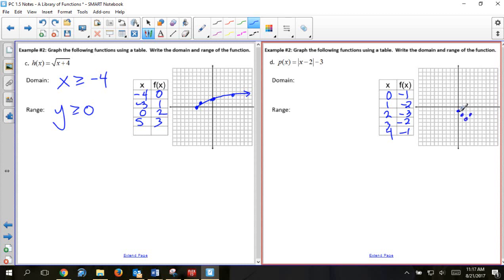And if you remember transformations, that might help you pick points a little bit better. Because when you pick these points, you'll see that the vertex point is at 2, negative 3. If you remember transformations at all. And it's okay if you don't totally remember it, because we'll go over it.